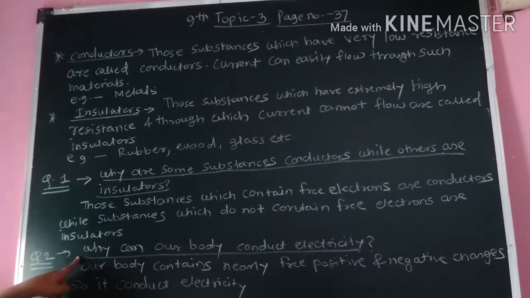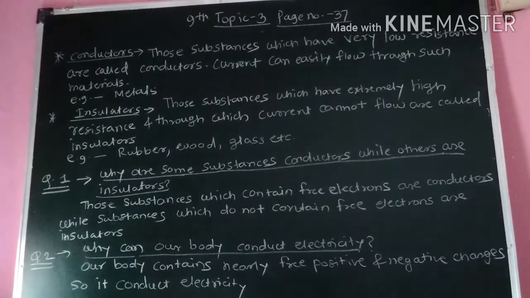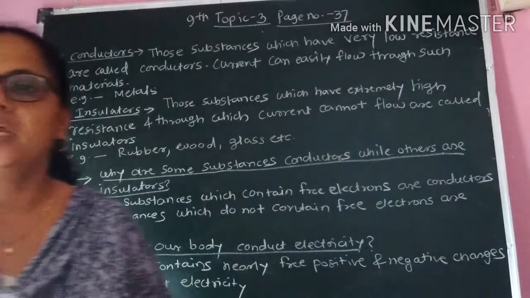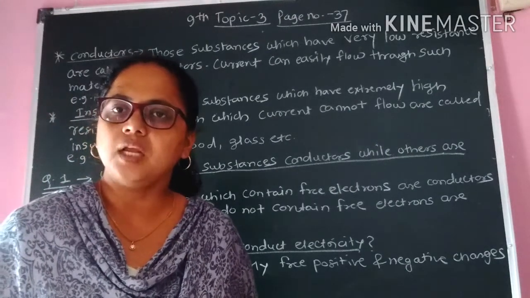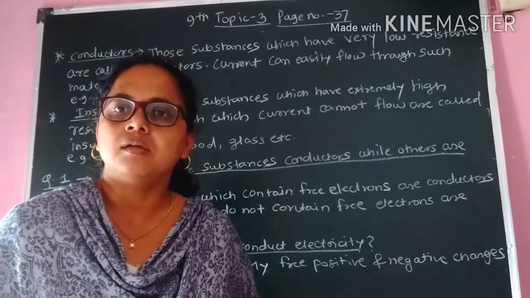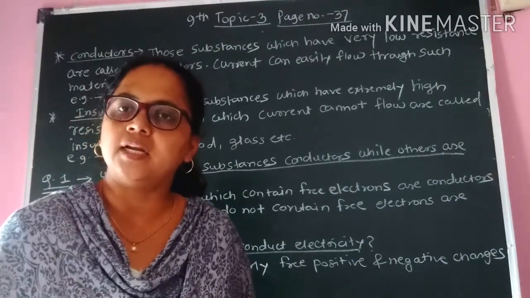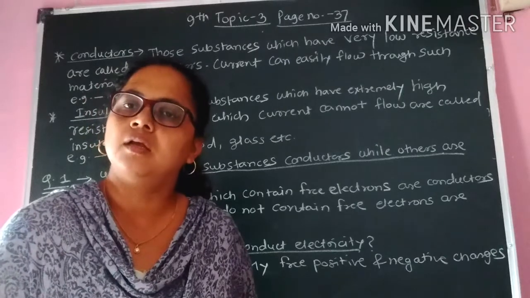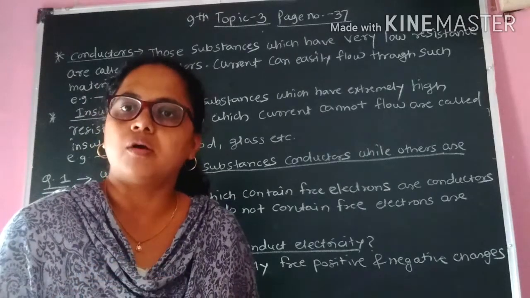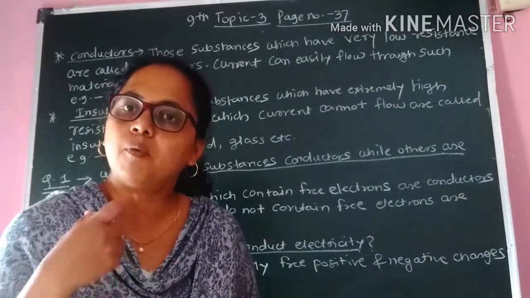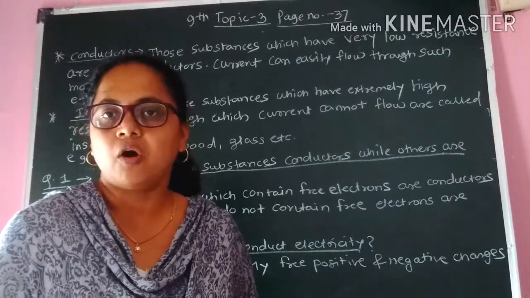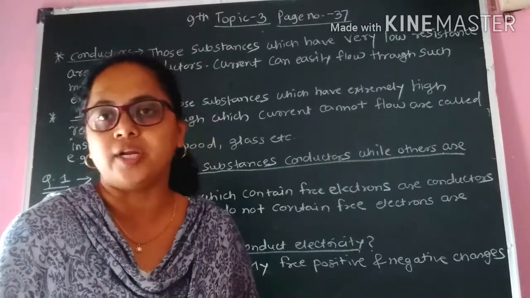Now what is the second question? Why can our body conduct electricity? You can see that in the rainy season, suppose there is water and electric current. When you touch the button, you feel shocked. That is, your body conducts electricity, or current passes through your body.